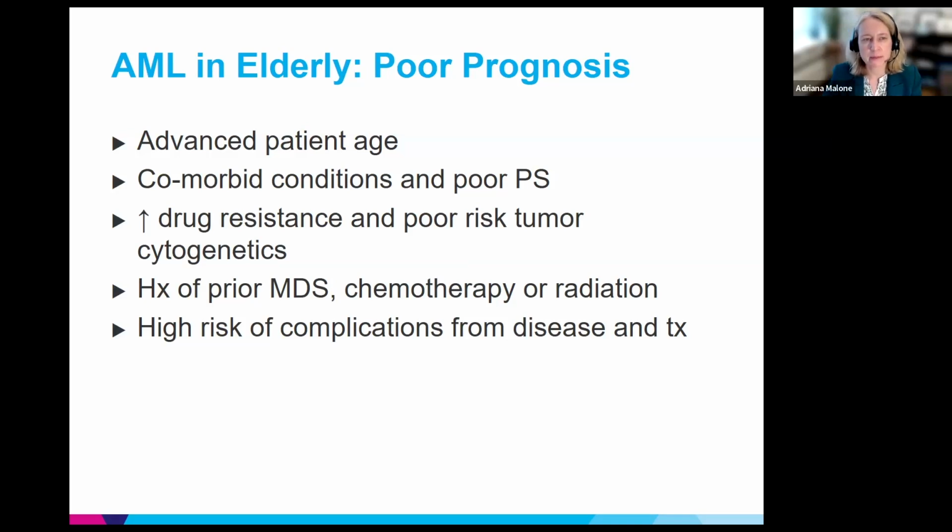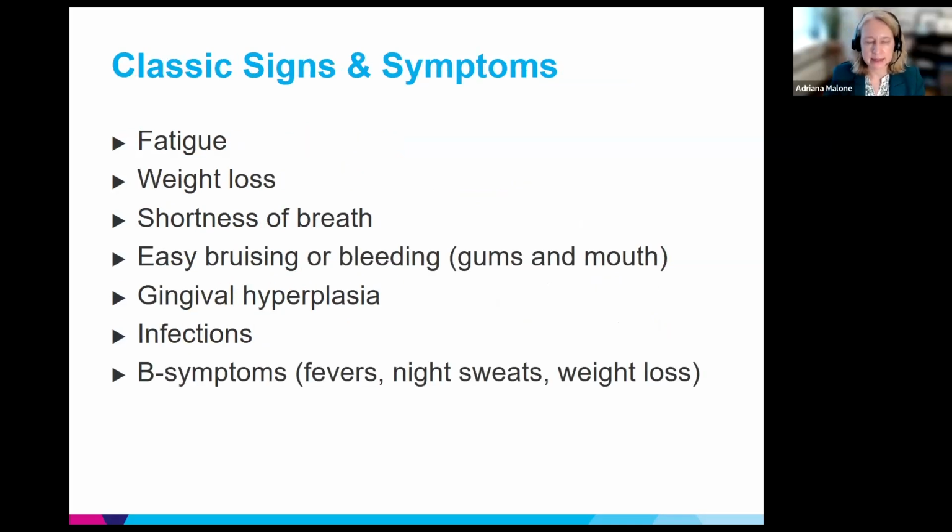The classic signs and symptoms in acute myeloid leukemia are related to symptoms due to abnormal blood counts, coagulopathy, enlargement of the liver and spleen, lymphadenopathy, or due to systemic B symptoms.